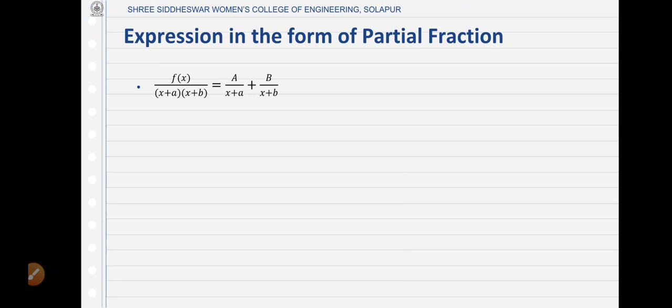We can apply the method of partial fraction if the degree of numerator is less than that of the denominator. If the degree of numerator is equal to or greater than that of denominator, we cannot apply the method of partial fraction directly. So before applying the method of partial fraction, we have to check the degree of numerator and the degree of denominator.